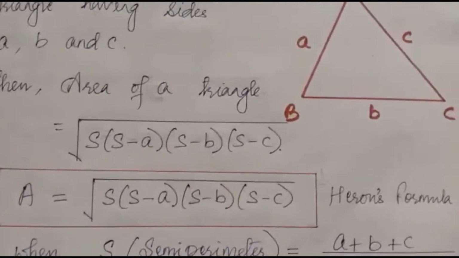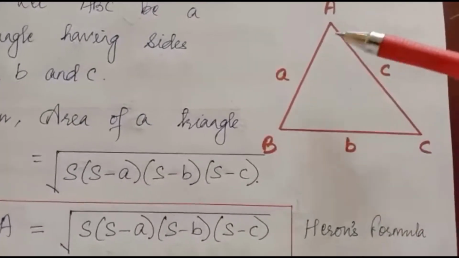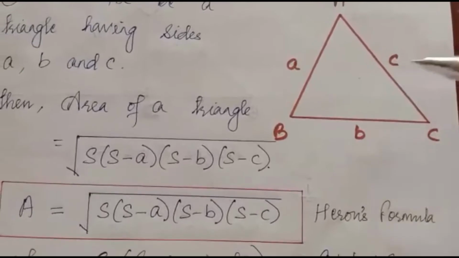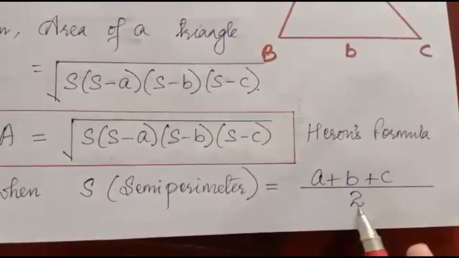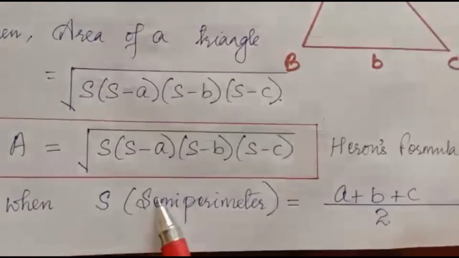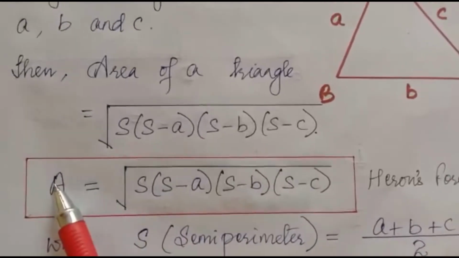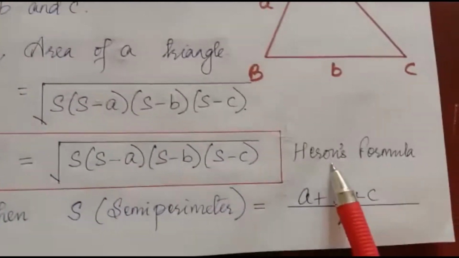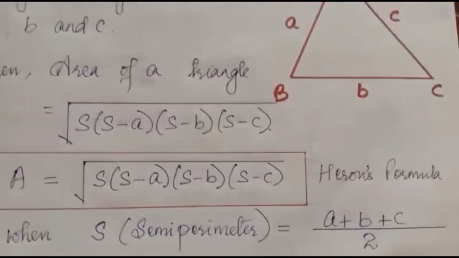Semi-perimeter means half the length of the boundary. Here the perimeter is a plus b plus c, and semi means divided by 2. So s equals (a plus b plus c) by 2. This is the formula to find the semi-perimeter s. And this area formula is called Heron's formula. So this is the second formula.